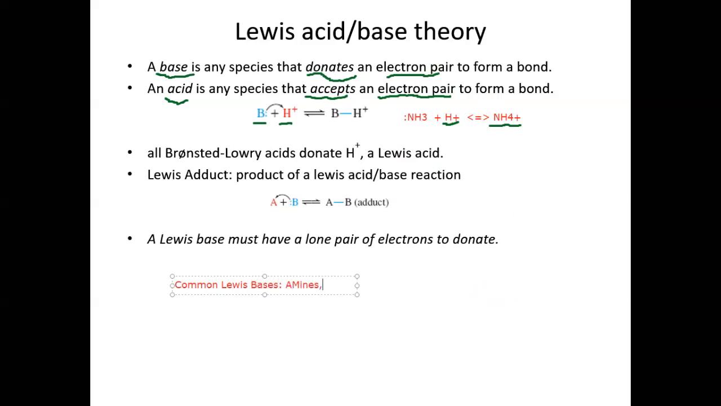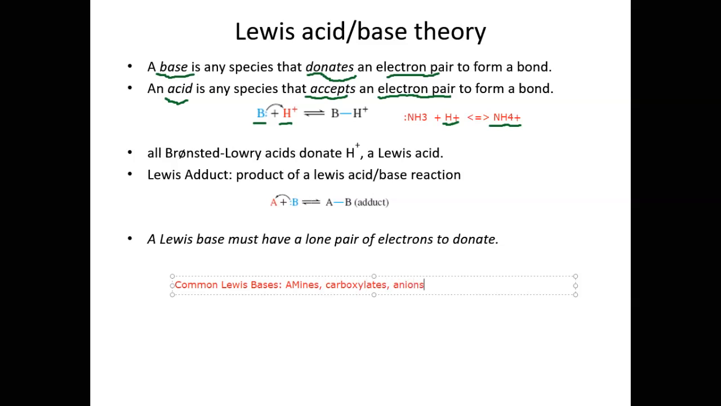Amines, carboxylates. For example, acetate ion can be a Lewis base. What else? Anions, so like bromide, iodide, etc. Those could be Lewis bases. These all have accessible electron pairs.